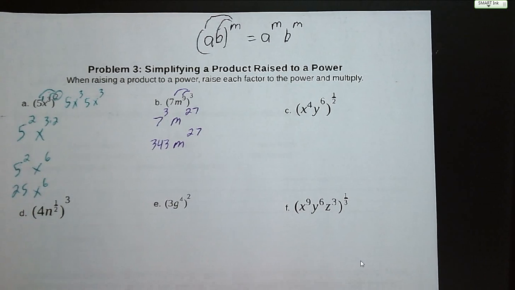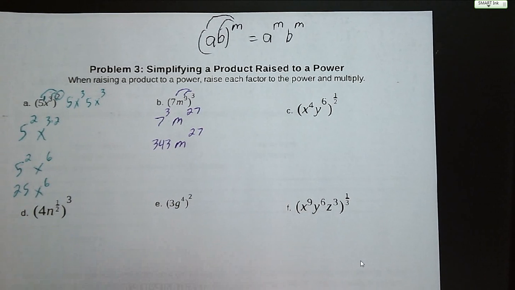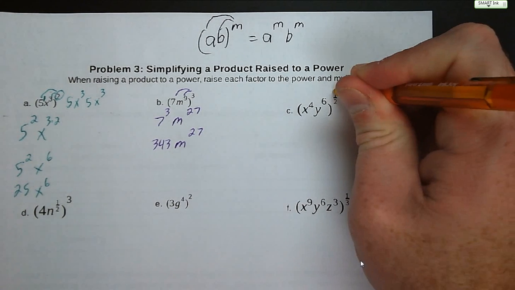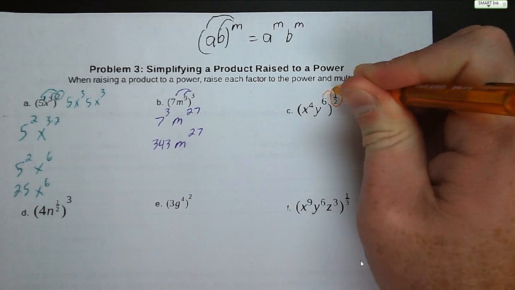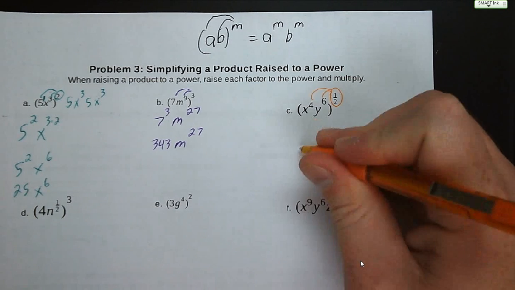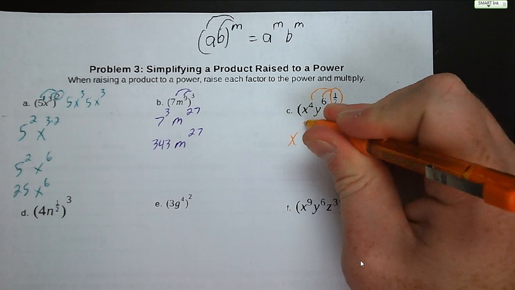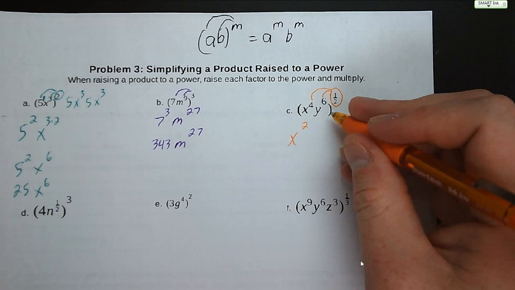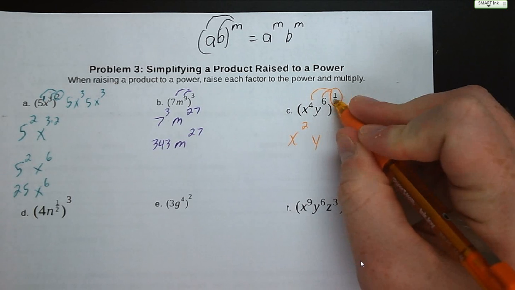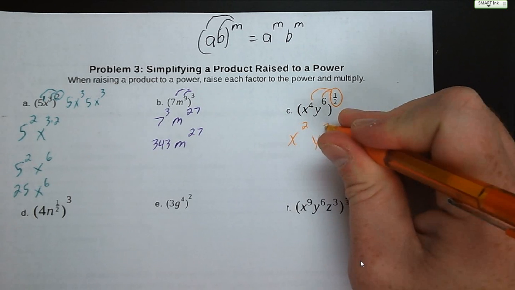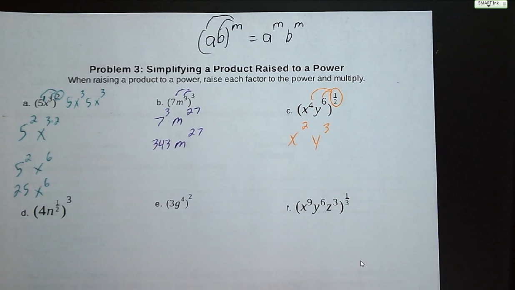Letter C only has variables, so we are applying this 1/2 exponent to the 6 and to the 4. So x is going to be 4 times 1/2, which is just 2, and y is 6 times 1/2, which is 3. x squared, y to the third.